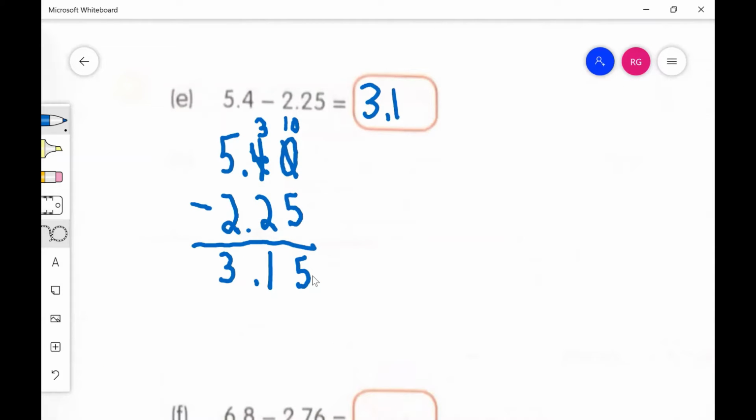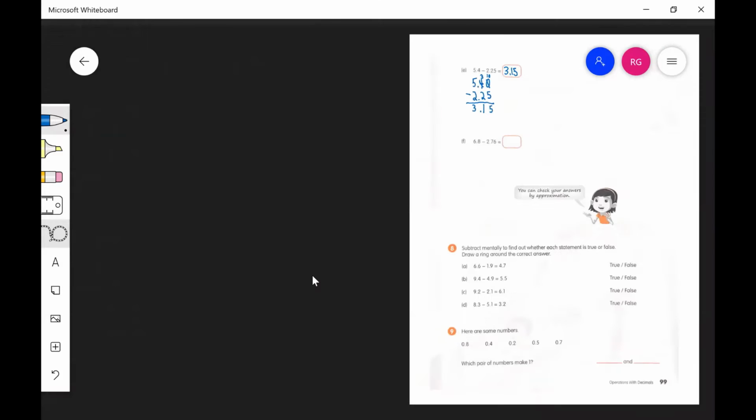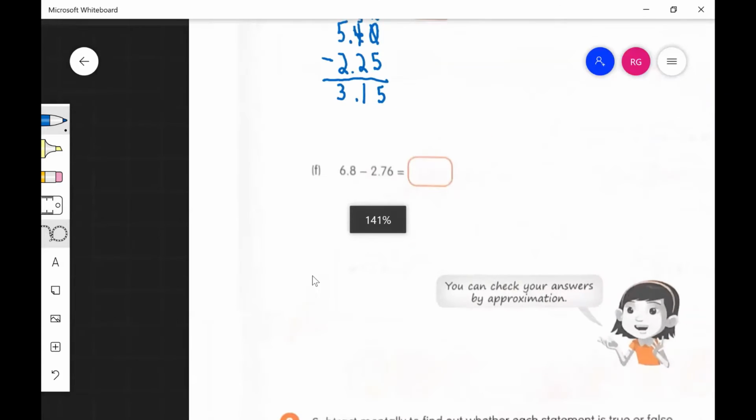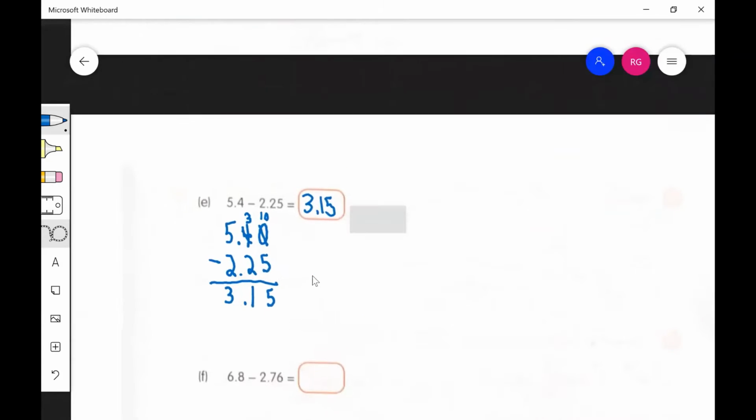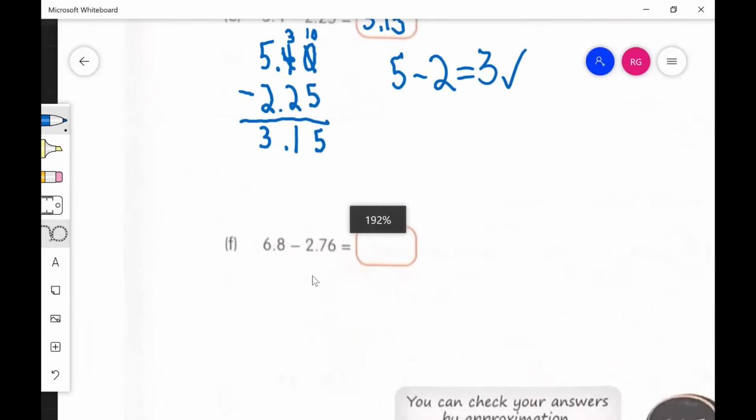And let's just make sure our answer checks out here. So it's going to be 5.4, or 5, I could say, minus 2 is 3. So 5 minus 2 equals 3, which checks out. It's close enough to 3.15.